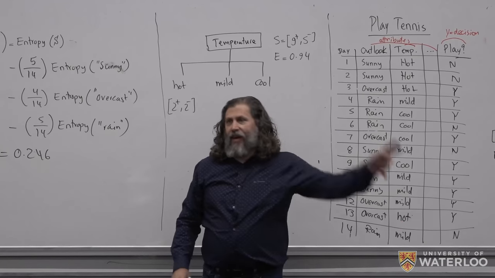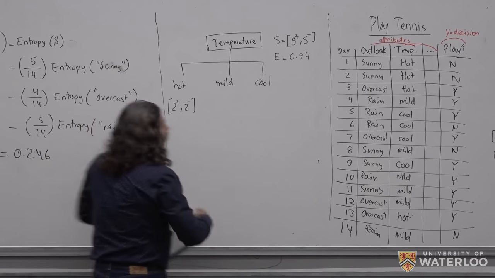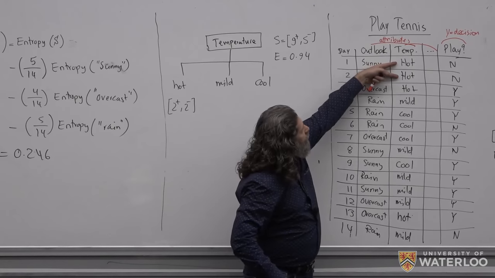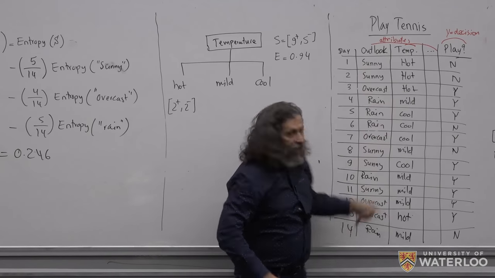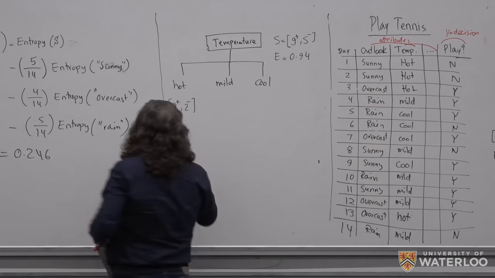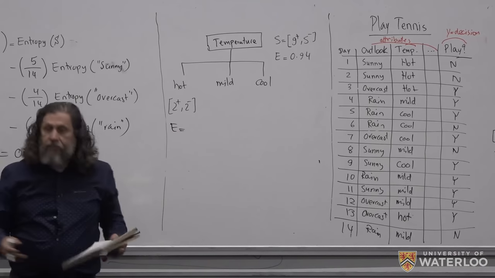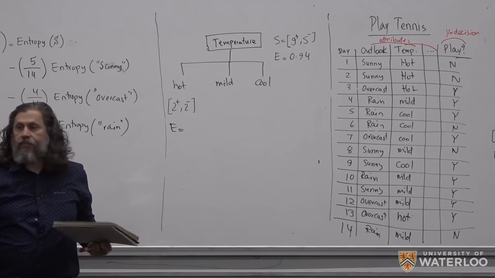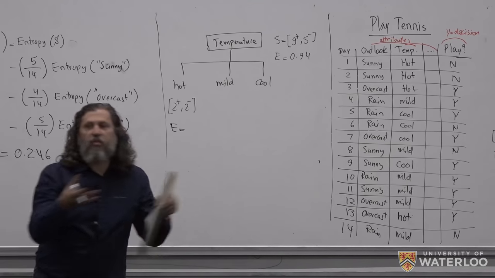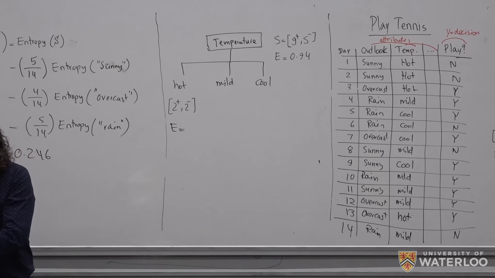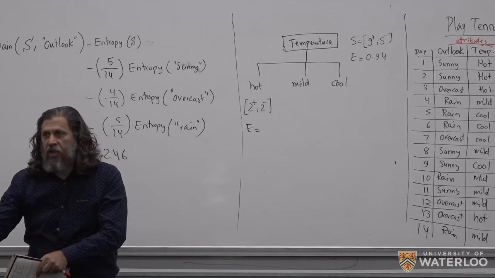So mild, I have 4 pluses and 2 minuses, which makes the entropy 0.92. And for cool temperature, I have 3 pluses and 1 minus, and the entropy is 0.81. So far, the cool temperature is the value of an attribute with the lowest entropy. I like that. It makes the decision making a bit easier.